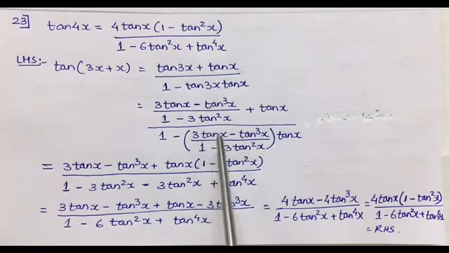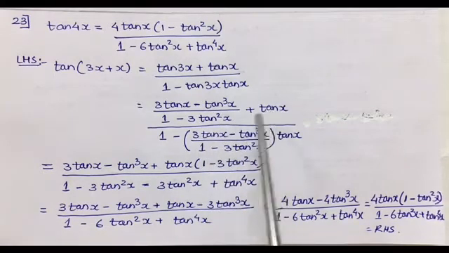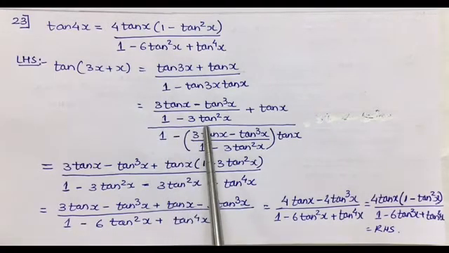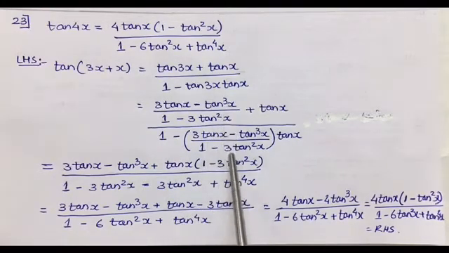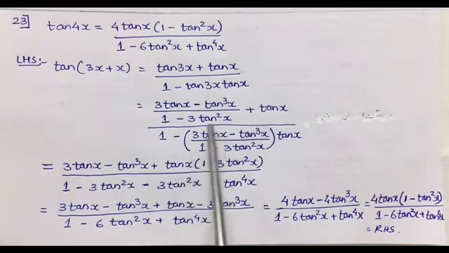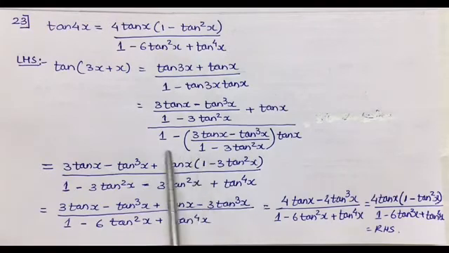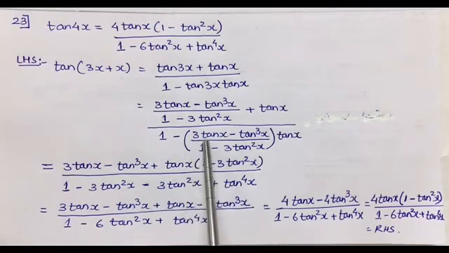Now as the fractions are there, we need to take LCM. So the LCM is 1 minus 3 tan square x, both up and down. So multiplying this with tan x and multiplying 1 minus 3 tan square x with 1, we get 3 tan x minus tan cube x as it is, plus tan x into 1 minus 3 tan square x, divided by 1 minus 3 tan square x minus 3 tan x. This tan x is multiplied with both of them.